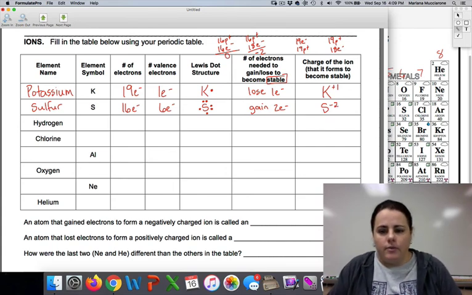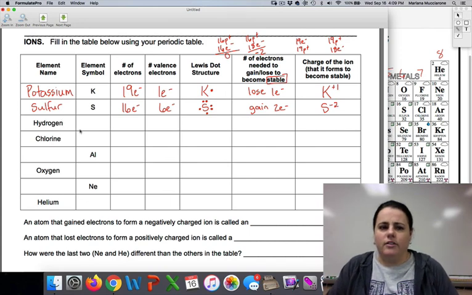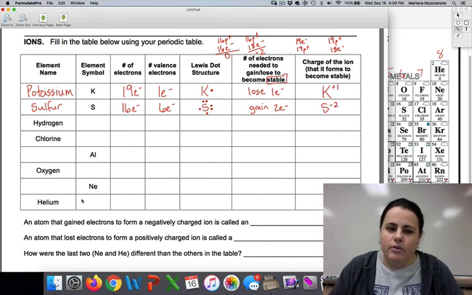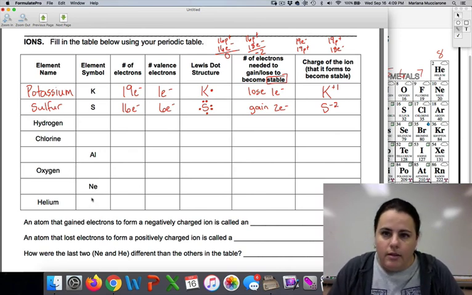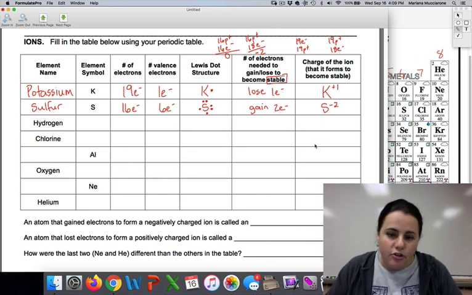And that's what you're going to do for the rest of them. Hydrogen might be a little tricky in a certain sense, so just pay attention to that one, but the rest should be okay. Pay attention to the last 2 as well and the column that they're in, and think about what would happen to neon and helium, them being actually right here in the last column. And finish your questions at the bottom too.